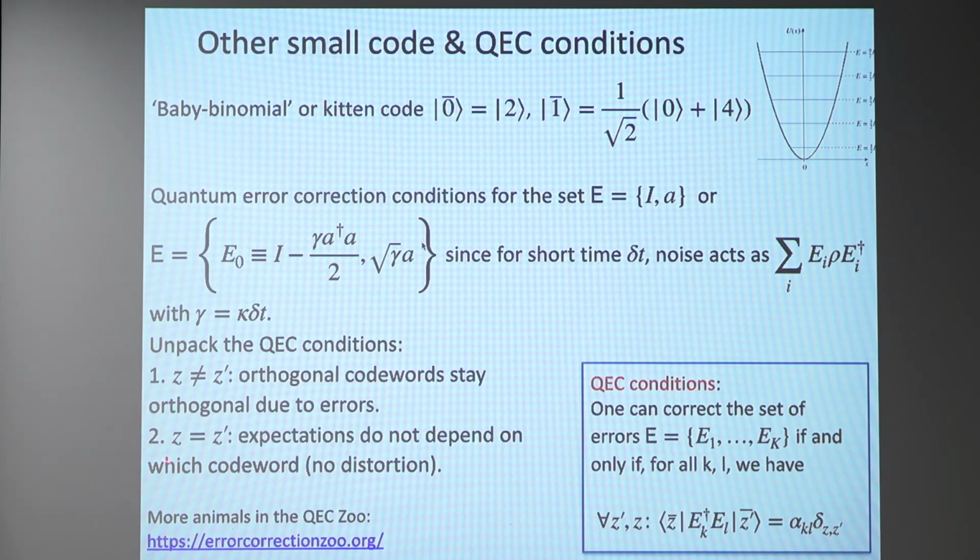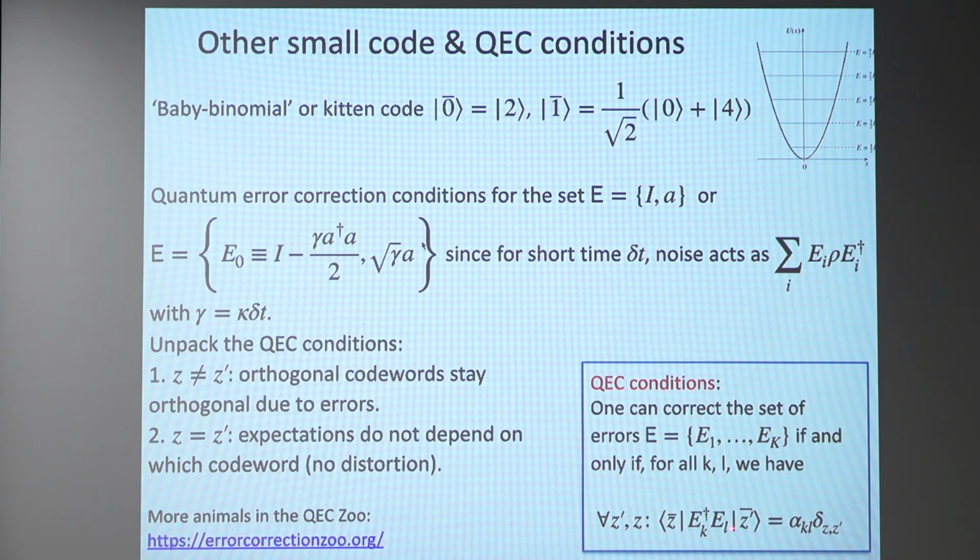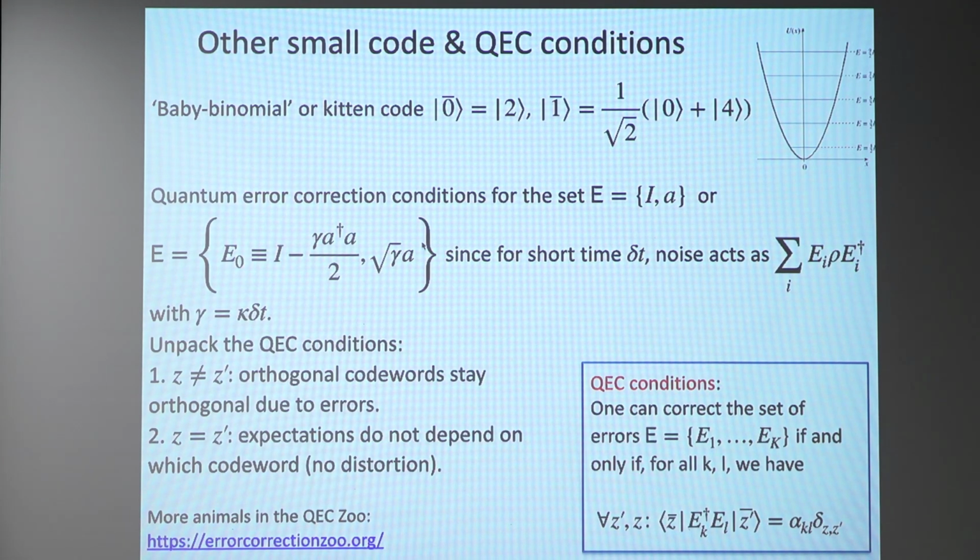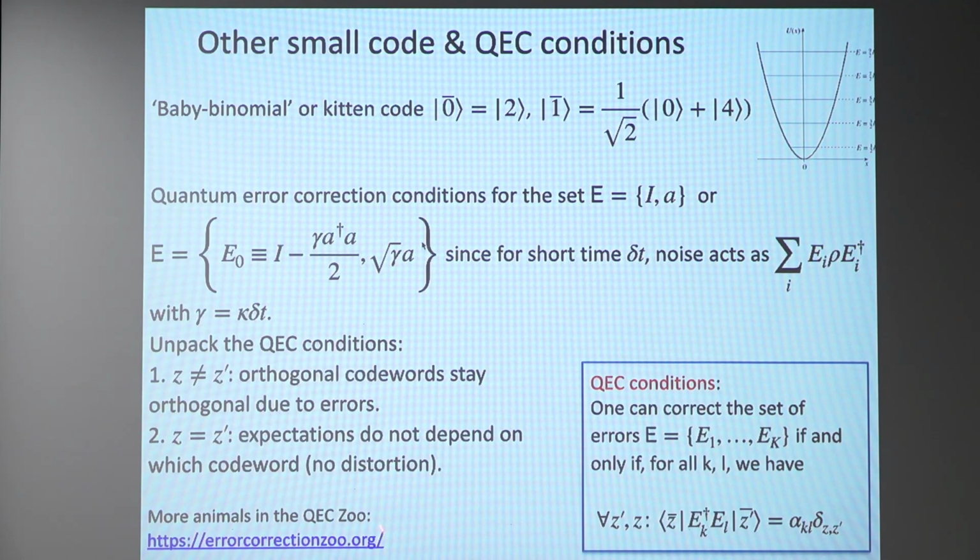Okay, but there's another thing, and this is less intuitive. It also says that if Z is equal to Z prime, so now I just take some expectation value of this product of these errors, then what is on the right-hand side does not depend on Z. So if I take Z equals 0 or Z equals 1, it should give me the same thing. And that is less intuitive to understand, but it's sort of a no distortion type condition. Now here, if you want to know more about binomial codes, I would look at the quantum error correction zoo.